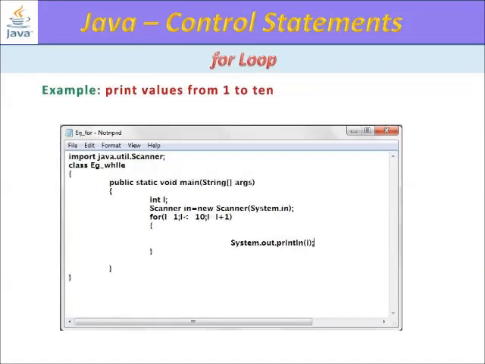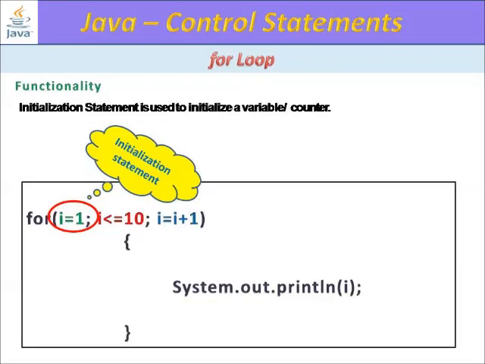Okay, to understand the working of the for loop, let's consider an example. So in this example, like in the while loop, here also we are trying to print the values from 1 to 10. So here we are going to use a for loop to print the values ranging from 1 to 10. Okay, when we want to print the numbers ranging from 1 to 10, we could use a for loop like on the screen, right?